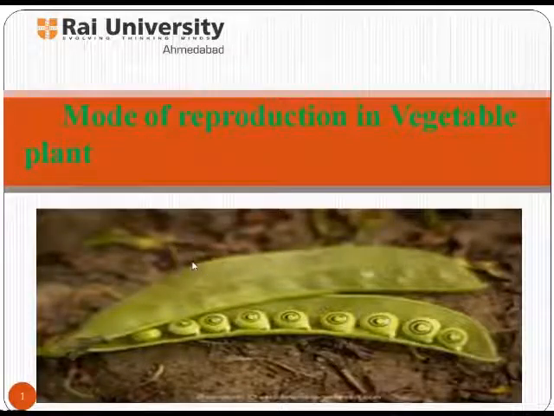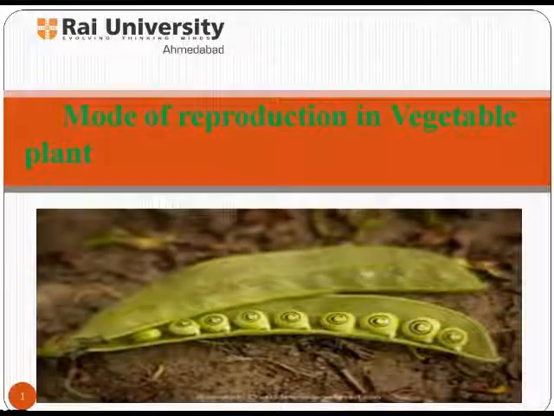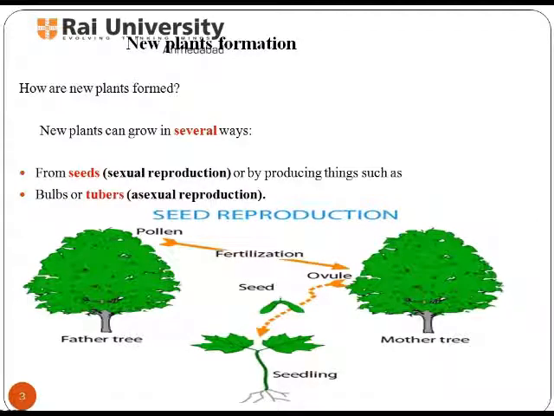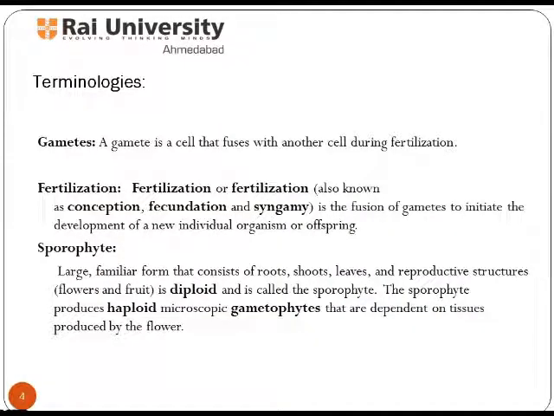In this lecture, you will study in detail reproduction in plants. Plant reproduction is the production of new individuals or offspring in plants, which can be accomplished by sexual or asexual reproduction. Sexual reproduction produces offspring by the fusion of gametes, resulting in offspring genetically different from the parent.